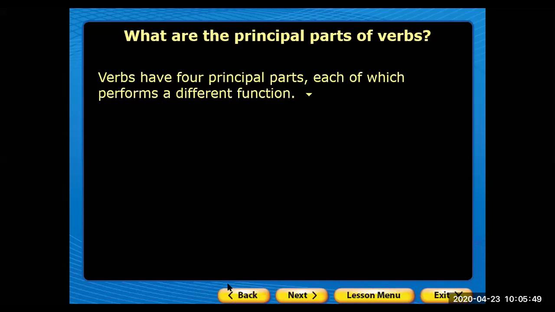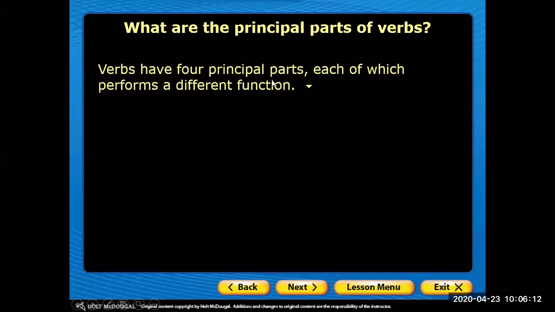Ahmed Faiz, love. Can you read for us, love? Verbs have four principal parts, each of which performs a different function. What does this mean, Ahmed? What do you understand from this? Verbs have four principal parts, each of which performs a different function.